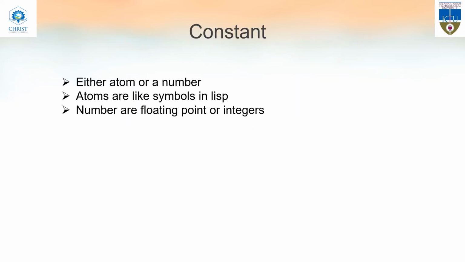Okay, so the first thing is constant. A constant can be an atom or a number. Number means it can be an integer or a floating point number. Atom means a set of characters, but it should start with a small letter.